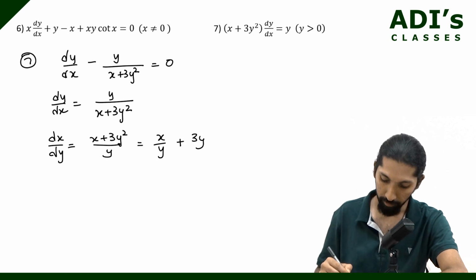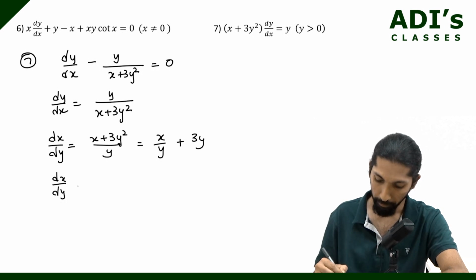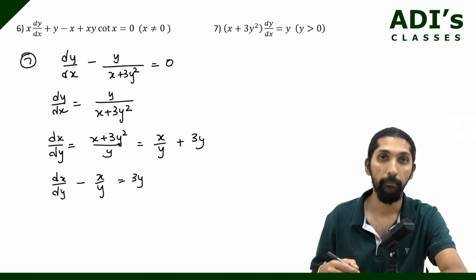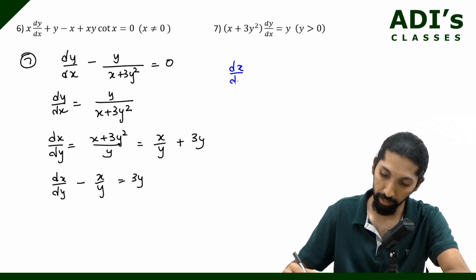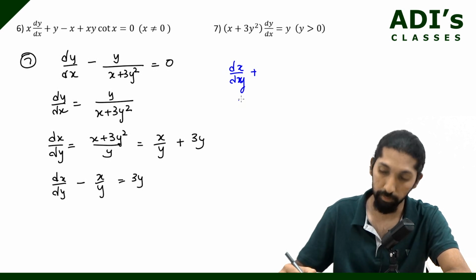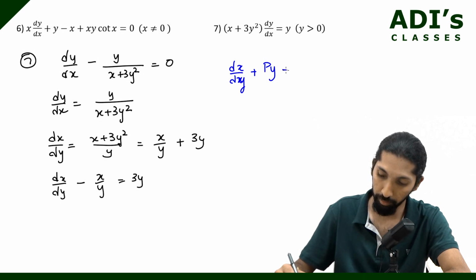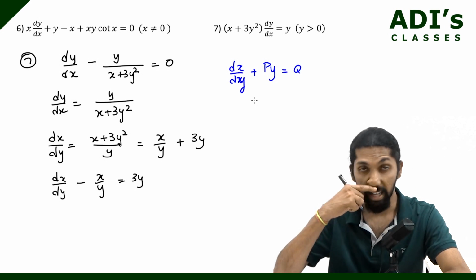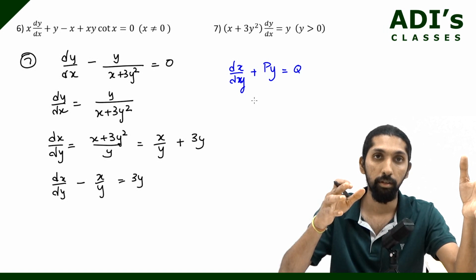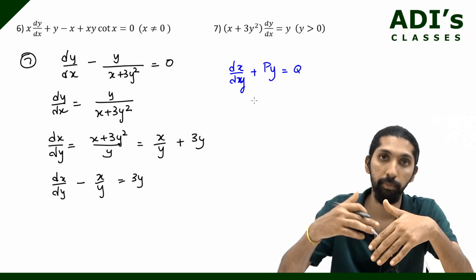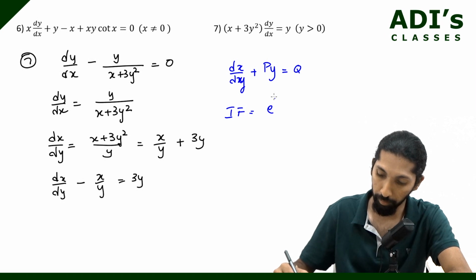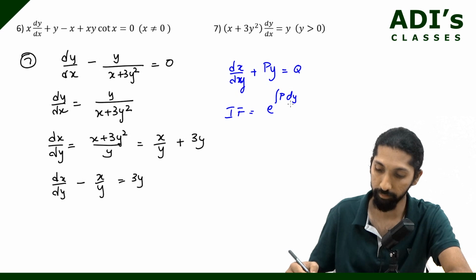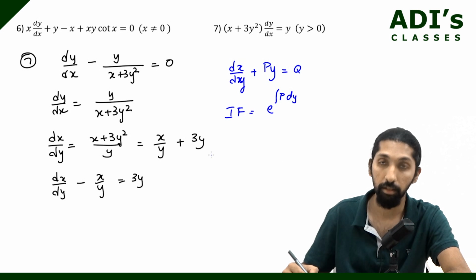See, now what do we have? dx by dy minus x by y is equal to 3y. Now here we have another form, that is dx by dy plus p into x is equal to q. See, it's the same thing, but instead of dy by dx, here you have dx by dy, correct? Now integrating factor will be what? e to the power integral of p dy. This is the integrating factor, right?